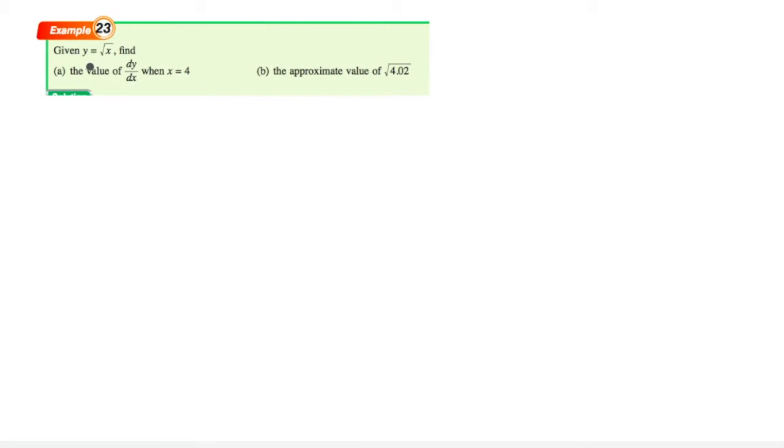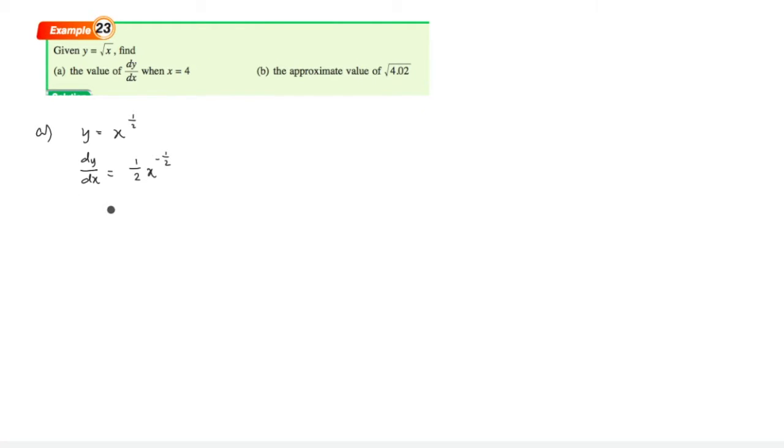23. Given y equals square root of x, find the value of dy/dx when x equals 4. Okay, now y equals x to the power of 1 over 2, because it is a square root. Now dy/dx equals 1 over 2 times x to the power of 1 over 2 minus 1, which is negative 1 over 2. Okay, now find the value when x equals 4.